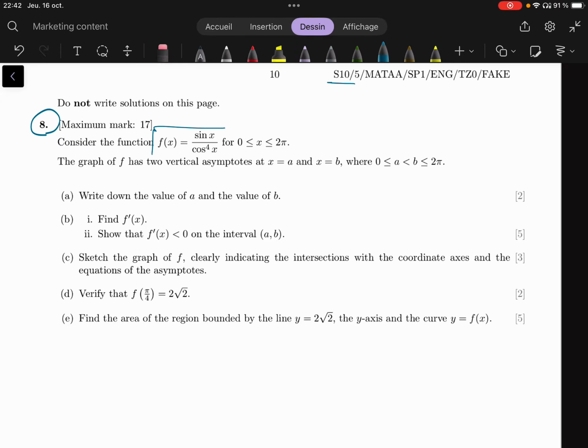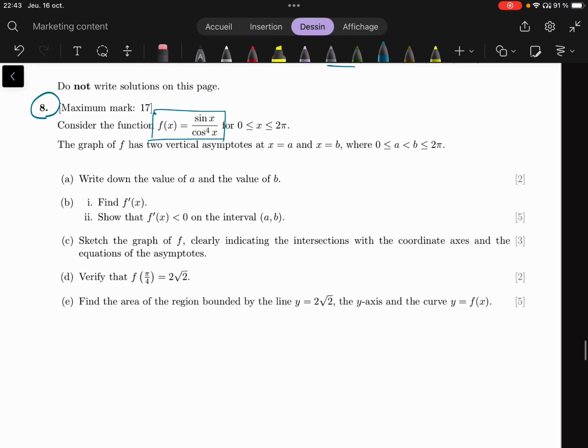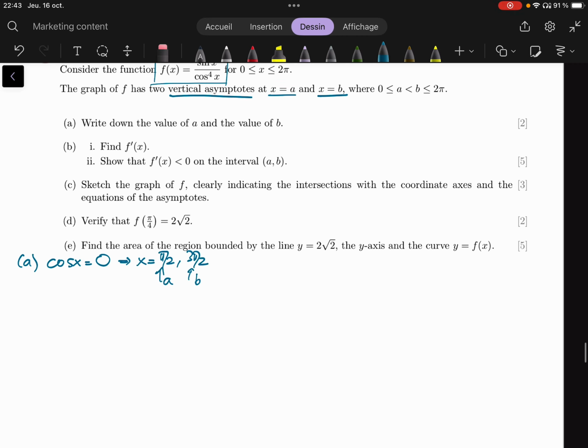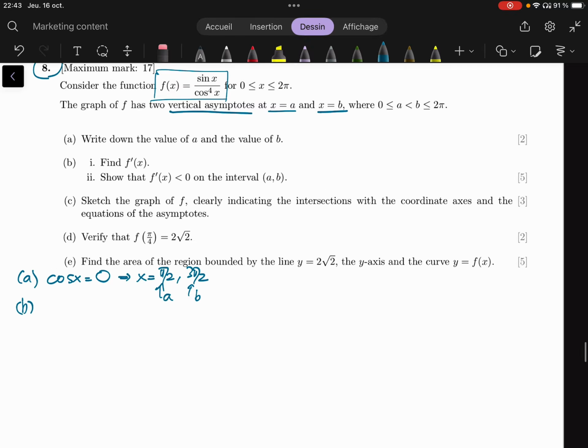This is question 8. In this question, you're given a function f of x, and you're given that it has two vertical asymptotes at x equals a and x equals b. So, part A. The graph of f has vertical asymptotes when the denominator is equal to 0. This is true if x is equal to pi by 2 or 3 pi by 2. Therefore, a is pi by 2 and b is 3 pi by 2.